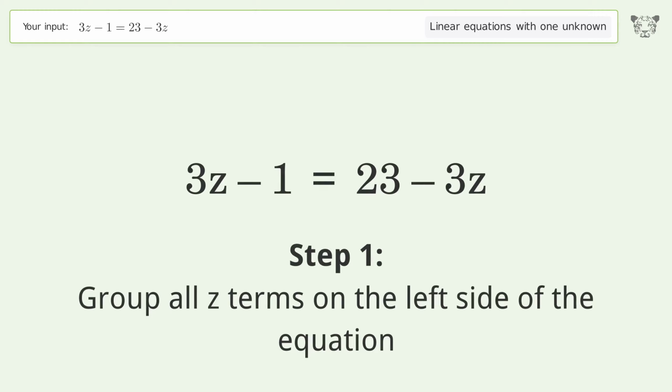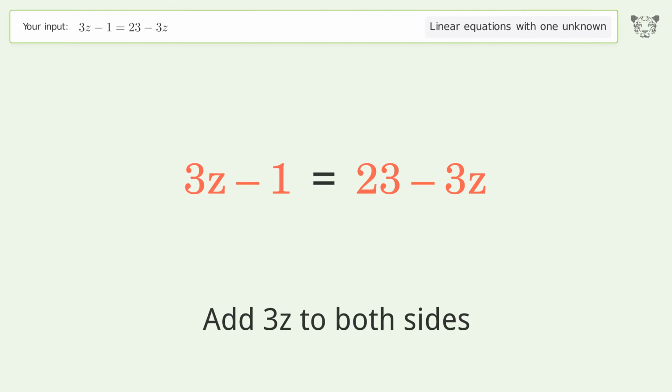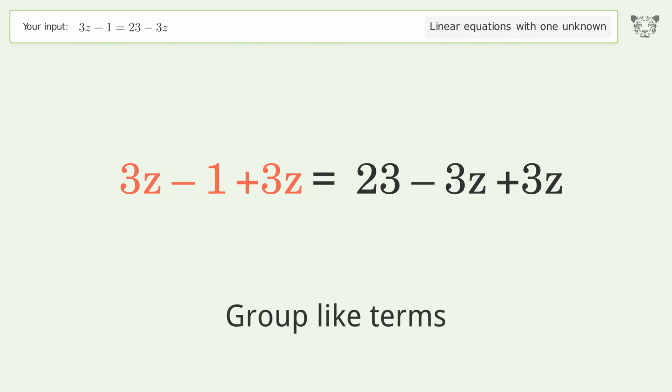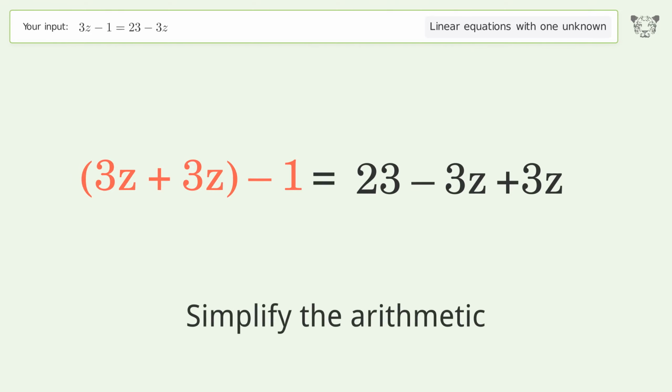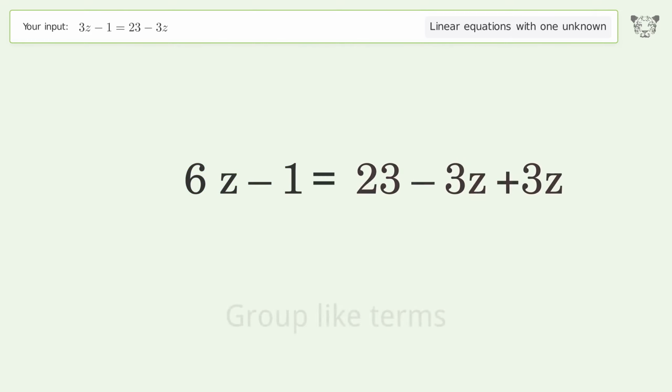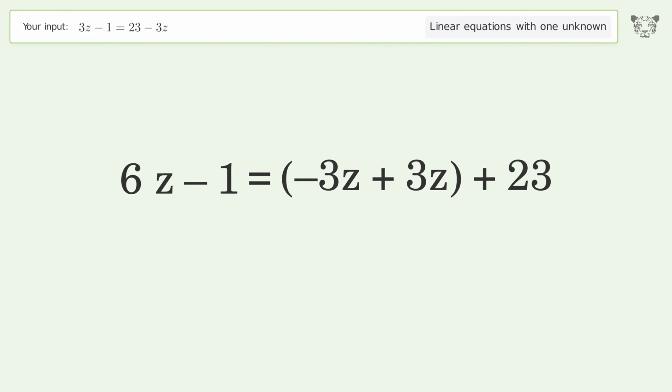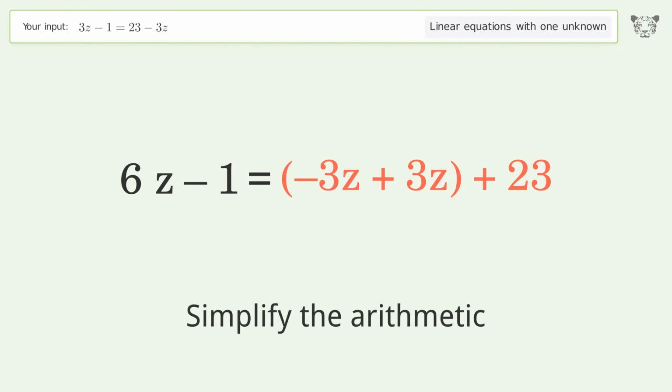Group all z terms on the left side of the equation. Add 3z to both sides. Group like terms. Simplify the arithmetic. Group like terms. Simplify the arithmetic.